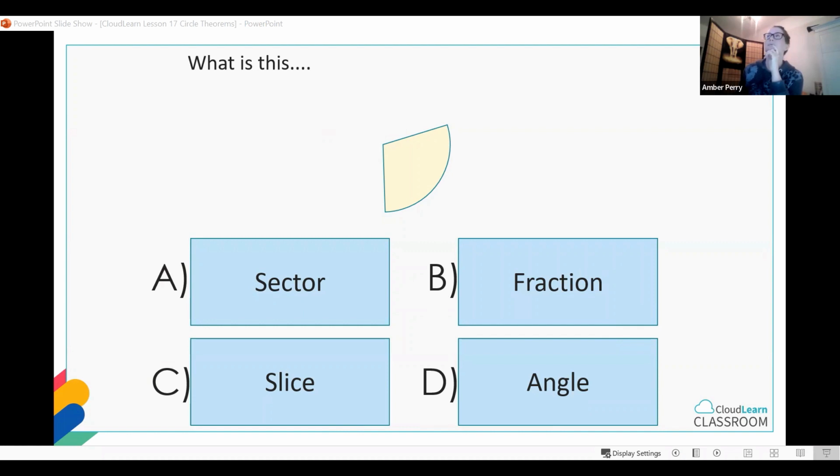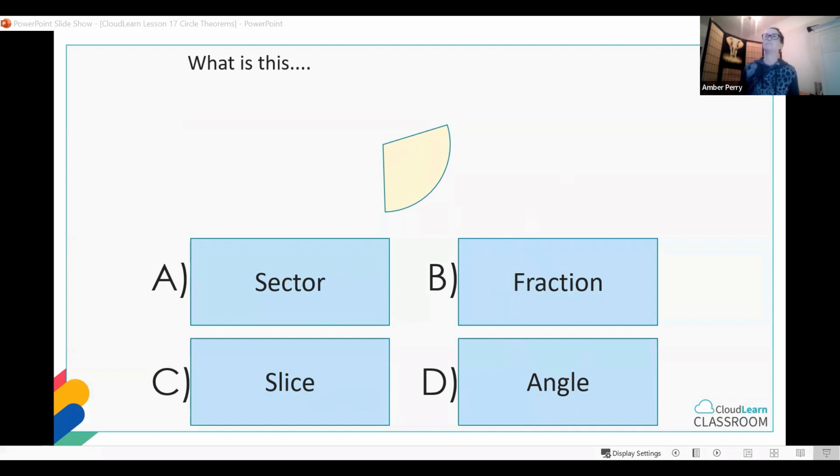Brilliant. Well done. I thought we were getting harder now, but you've got 100% on this one as well. So this is called a sector. It is a fraction of the circle. Some people would call it a slice. It looks a bit like a pizza slice. And it does have an angle there. So all three of them are in there, but the correct mathematical name is a sector.